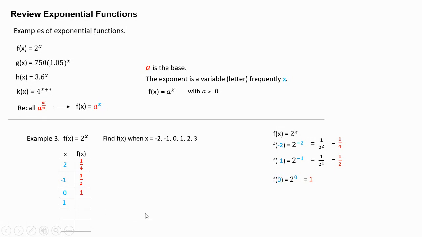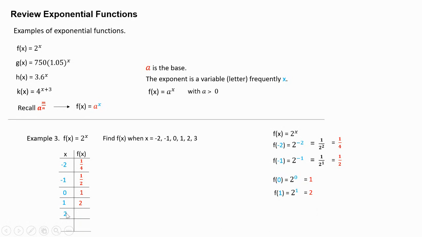Now let's try 1 for x. So let's find f of 1, which again we plug in 1 where the x is on the original function. So it's going to be 2 because 2 to the first power is 2. So when x is 1, y is 2.